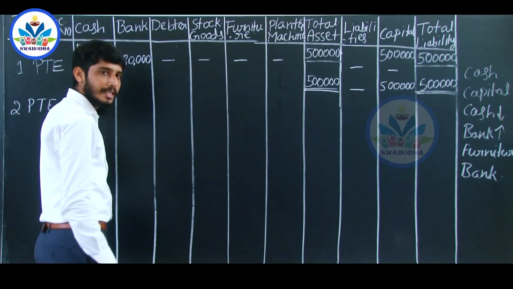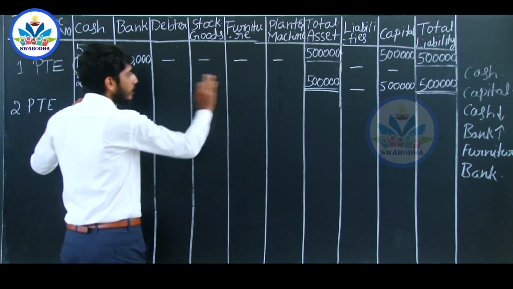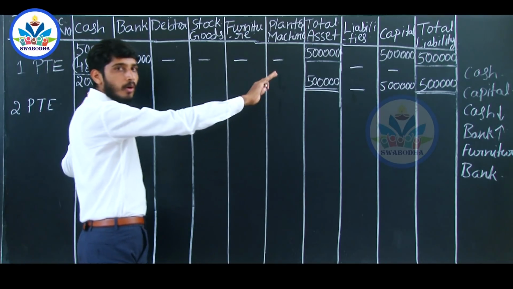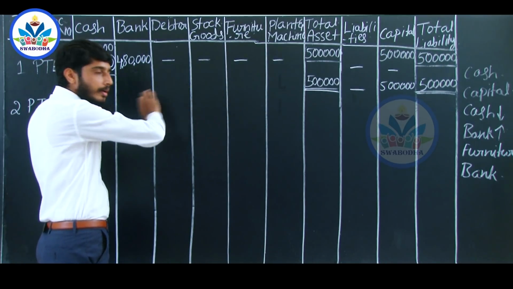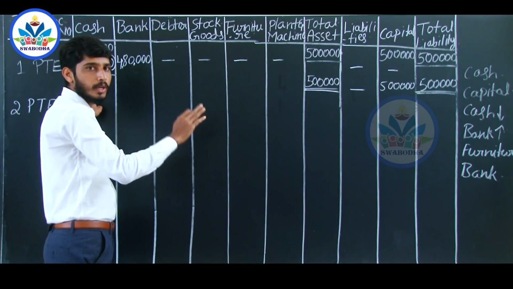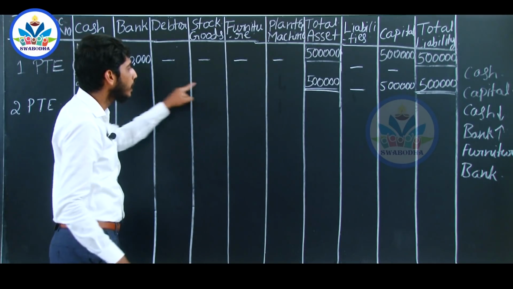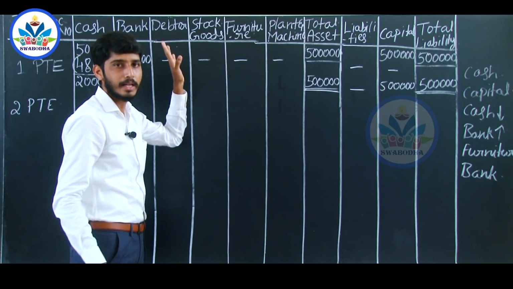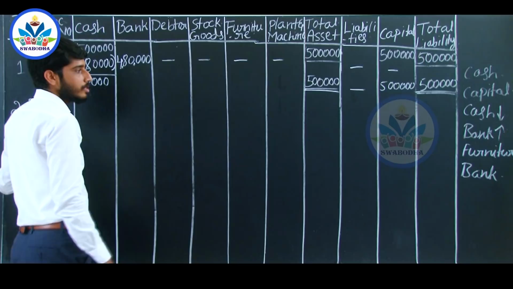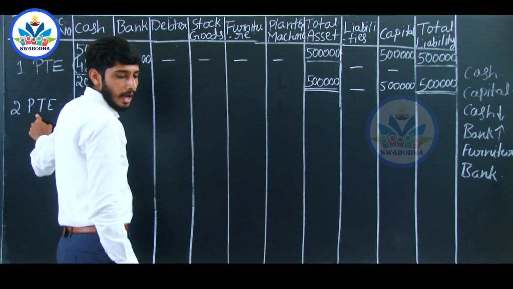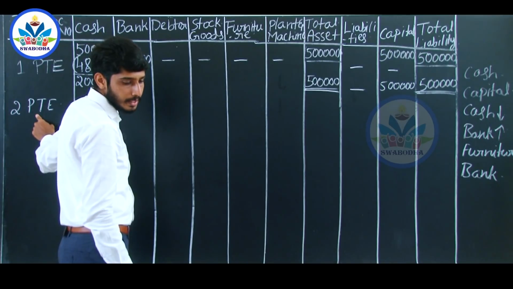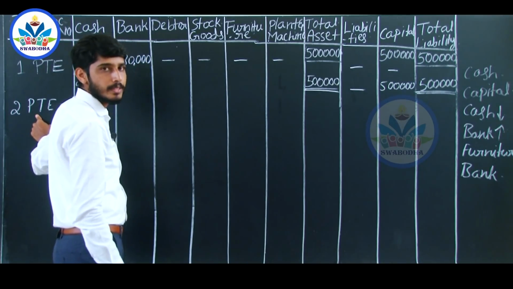After recording each transaction, you can draw a line so that there is no confusion. It becomes easy for you to record the remaining transactions. For your convenience, you can draw a line after each transaction. So, second transaction, purchased furniture and payment is made by issuing a check, and the value of furniture is 60,000 rupees.